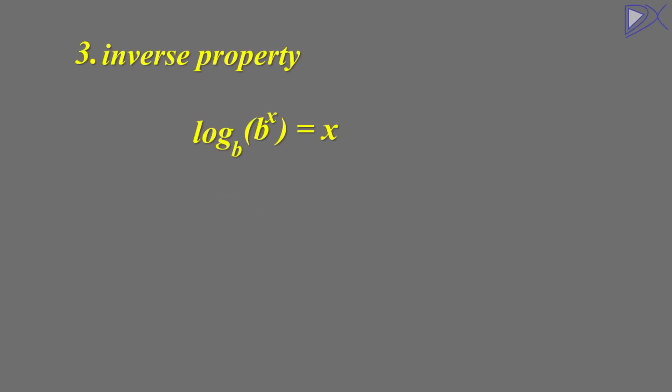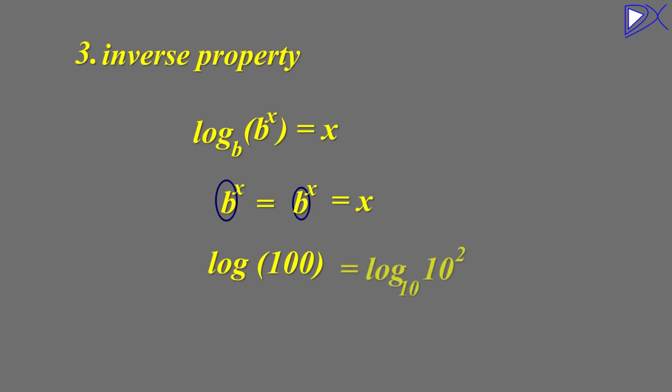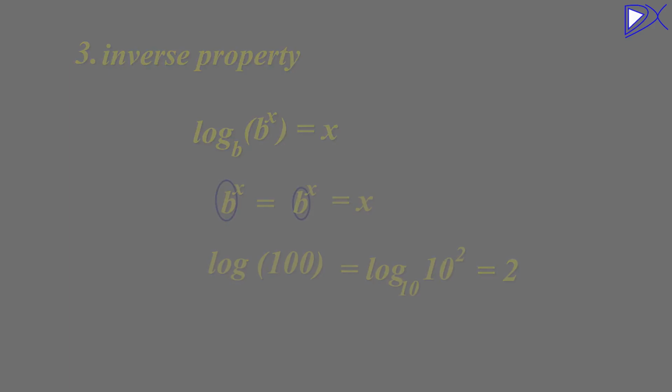Next, the inverse property, which is log b of b power x equals x. If we write this property in exponential notation, it will be b power x equals b power x. Since the bases are the same, it's equivalent to x. As an example, if you need to solve log 100, you can write it as log 10 of 10 power 2 and apply this property to get 2.